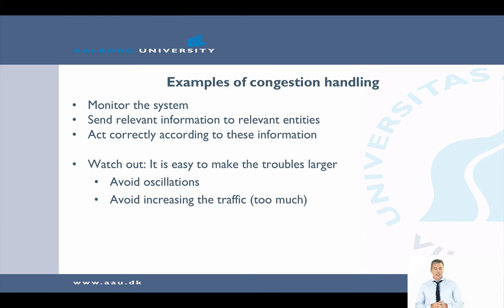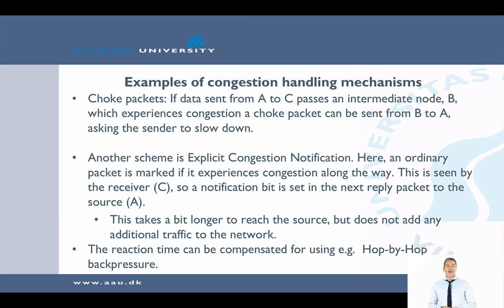So examples of congestion handling mechanisms. Choke packets is one example. So assume that we're sending data from A to C, which passes through an intermediate node B, which is experiencing congestion. Then what it can do is send a packet back from B to A, asking it to slow down. So the node in the middle is then asking, please slow down. The challenge with this is, of course, that to deal with too much traffic, you induce even more traffic in the network.